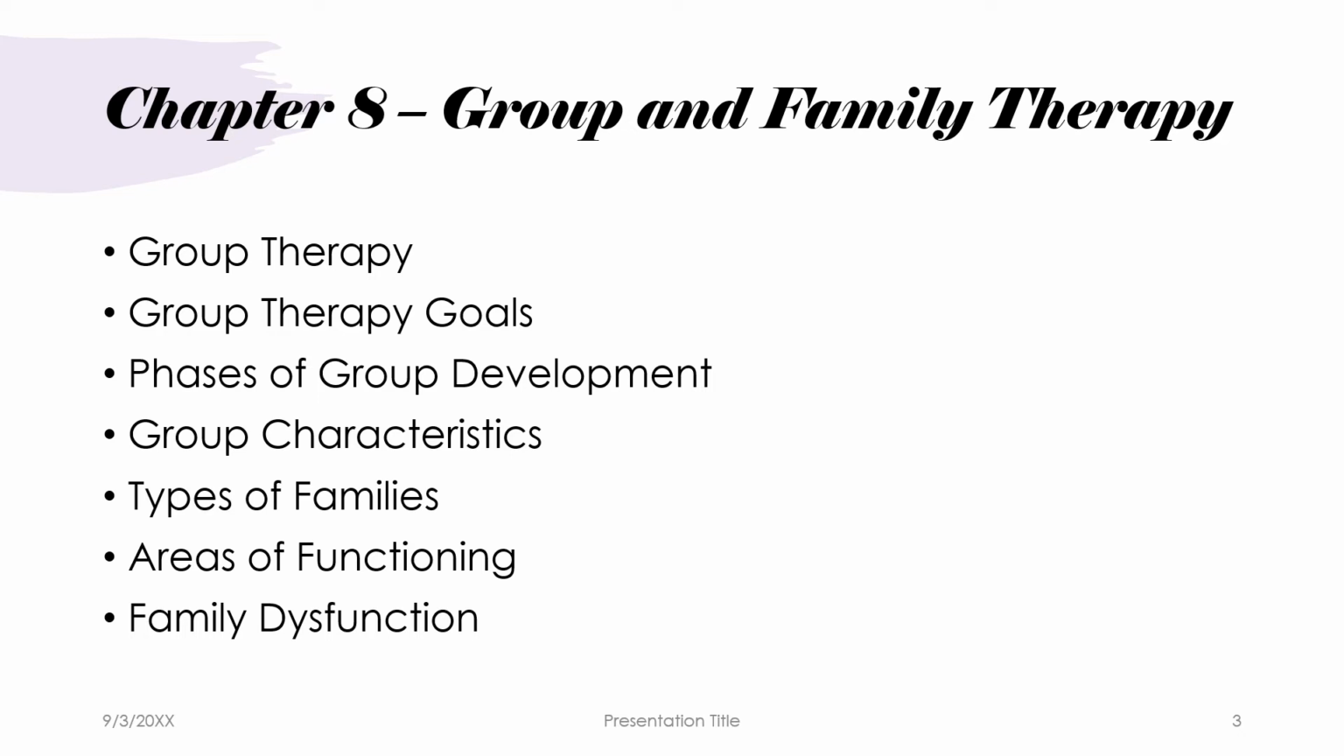A family is defined as a group with a reciprocal relationship in which members are committed to each other. Areas of functioning for families include management, boundaries, communication, emotional support, and socialization. Dysfunction can occur in any one or more areas. In family therapy, the focus is on the family as a system rather than on each person as an individual.